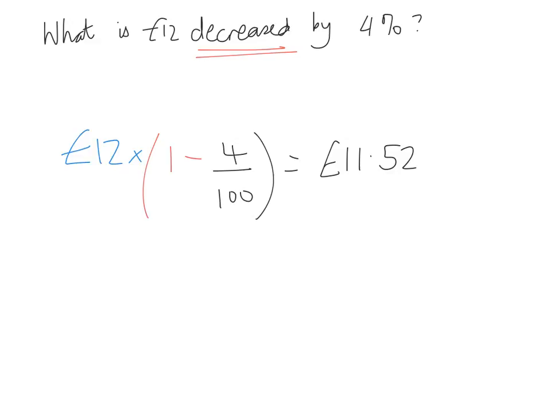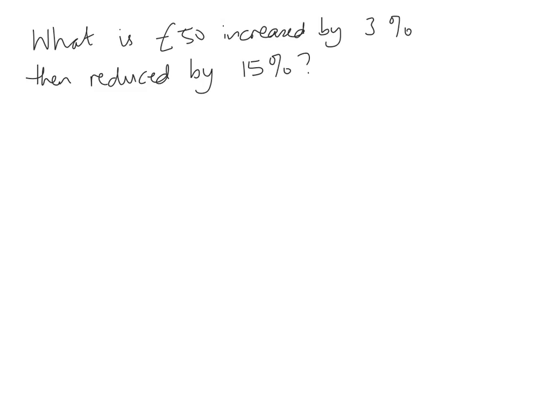Now remember, if it's money, you always have to have 2 digits after the decimal point, so you might need to do some rounding depending on exactly what the question is. But again, the 12 has come from there, the 1 minus has come because it's a decrease, and the 4 over 100 has come because it's 4%.